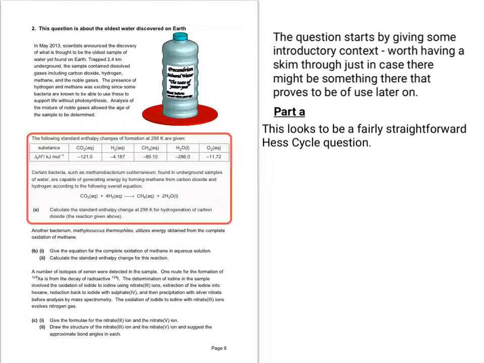So having a quick skim through the information preceding part A, it looks like it's going to be a fairly straightforward Hess cycle question. So it says, calculate the standard enthalpy change at 298 K for the hydrogenation of carbon dioxide, which is the reaction that they've given you.